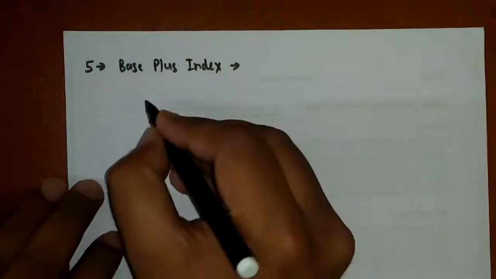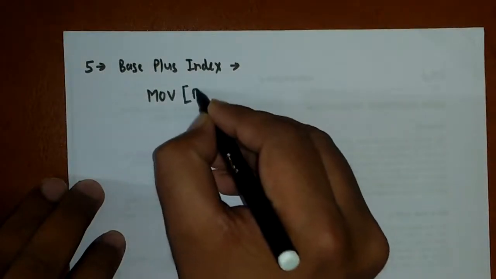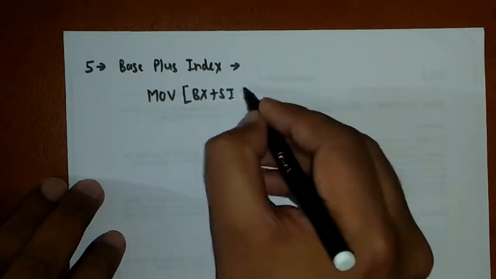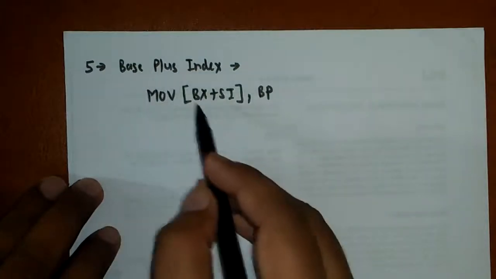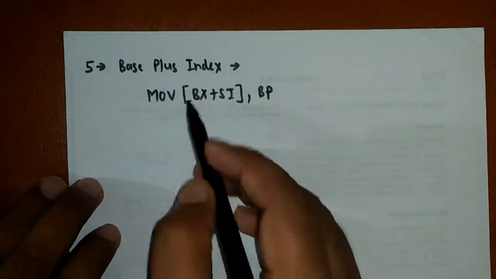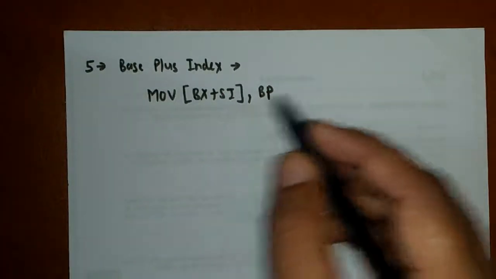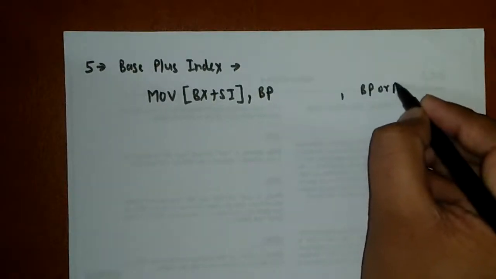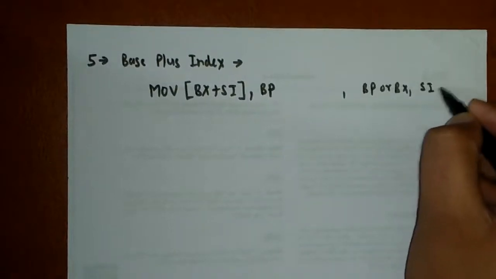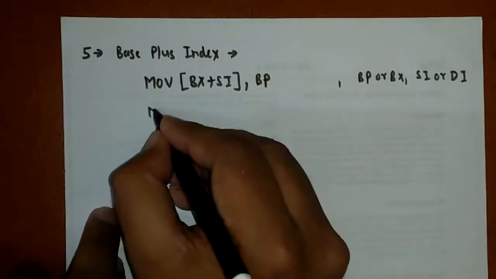Next addressing mode is base plus index addressing mode, and the instruction that we will encounter in this addressing mode will be of type [BX plus SI]. As its name indicates, it will have a base address and an index address. You will have to add the content of BX plus the source index, right? And as in register indirect addressing mode, here you can also use base pointer or BX along with SI or DI, right?